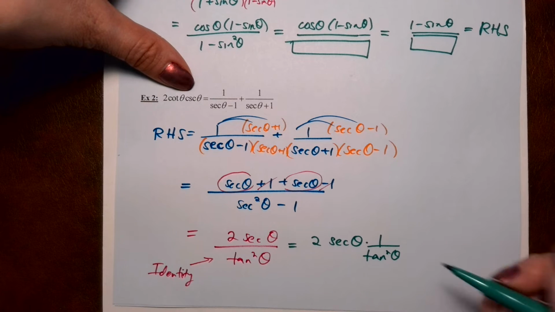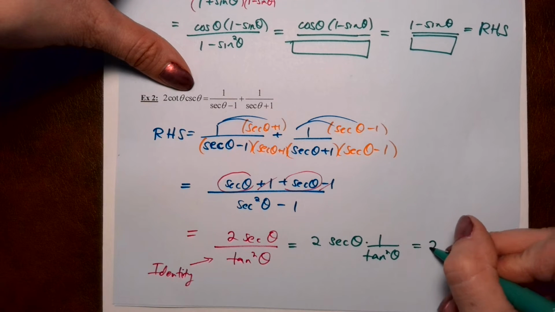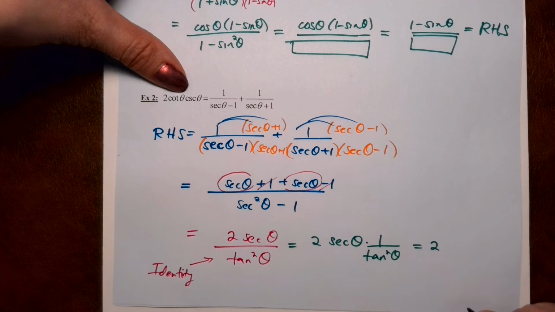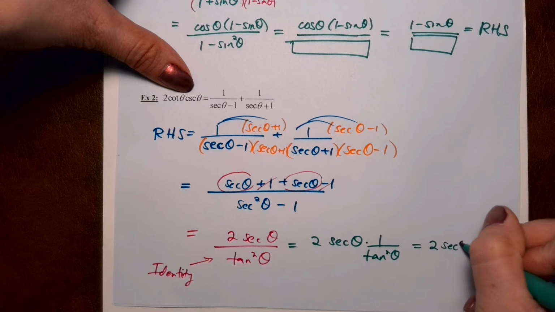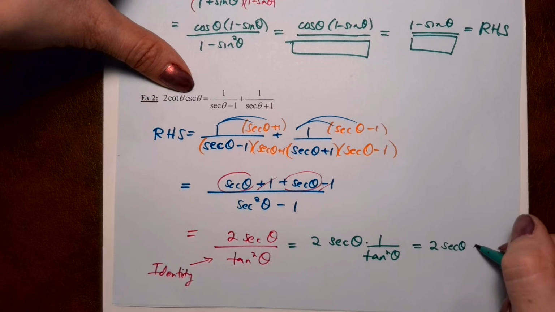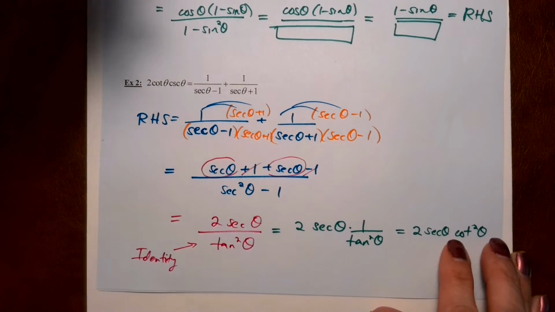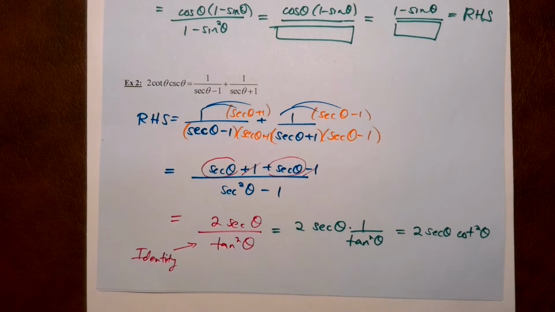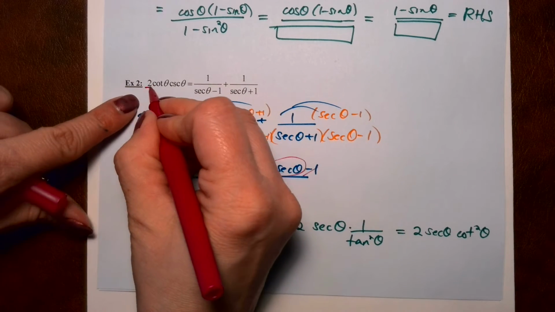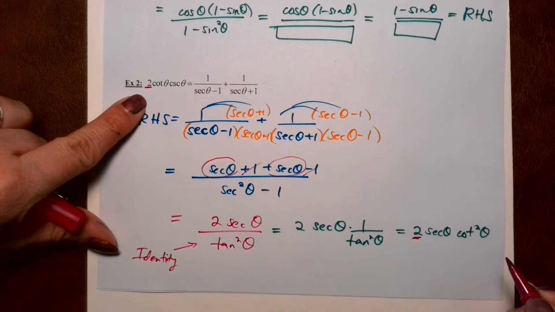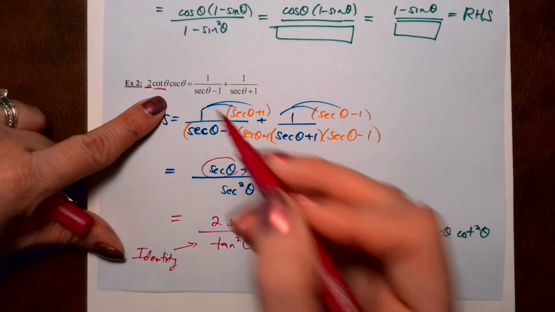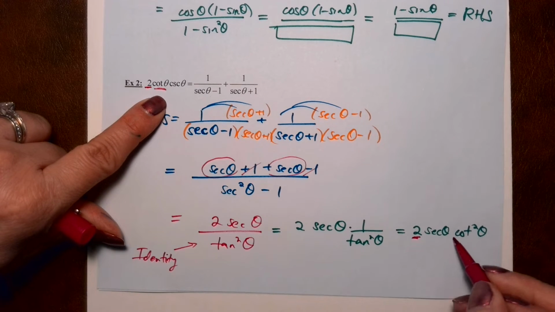Let's bring him upstairs. Let's write secant. Let's see. Let's write tangent squared as cotangent squared. Now, what of this do we like? Let's just take a look. We're supposed to have a 2. We have a 2. We're supposed to have 1 cotangent. I see 2 of them.